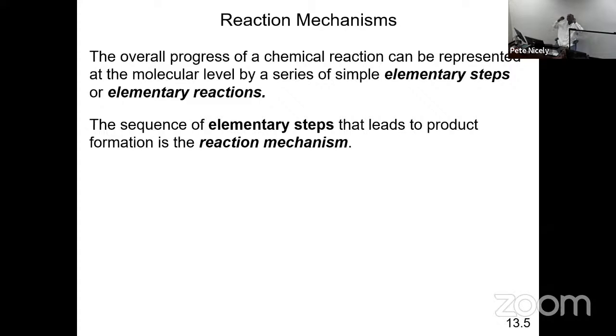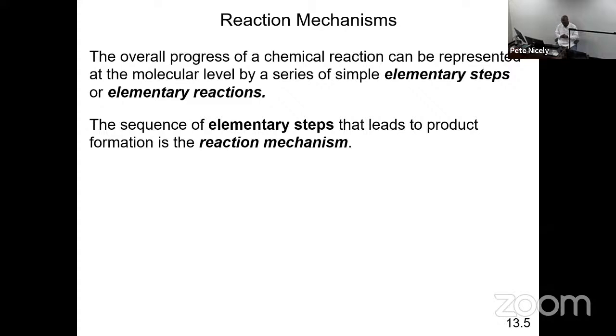Now, let me just say this. If you're given a chemical equation, the only information that chemical equation tells you is what you start off with, the reactants, and what the products are, right? It does not tell you anything about the type of molecular or ionic changes that will occur as you go from reactants to products. That is what reaction mechanisms is all about. And a lot of elucidation of mechanisms involves kinetics, as you're going to see.